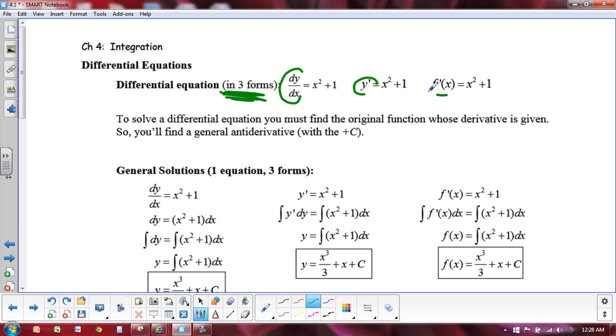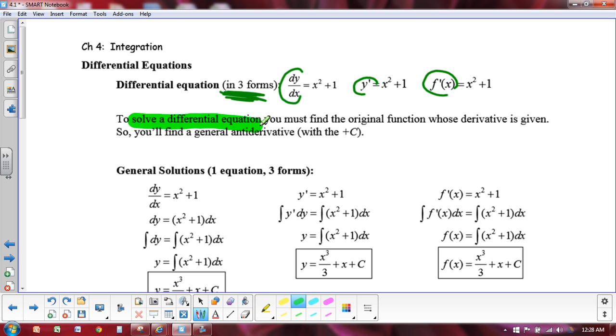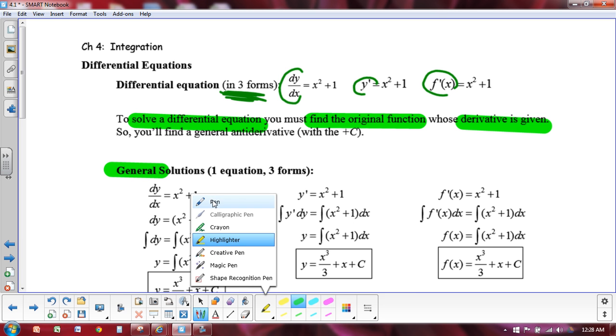Or instead of y prime, we could say it's f prime of x. You never know what you're going to get. You have to be able to work with any of them. But the idea of solving a differential equation is that you have to find the original function when the derivative is given. So they start off giving you the derivative. Your goal is to find the original function. At first, it's going to involve this plus c. So the general solution is going to keep the plus c in the problem.